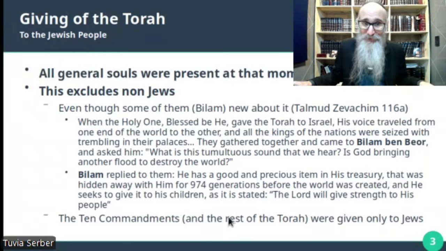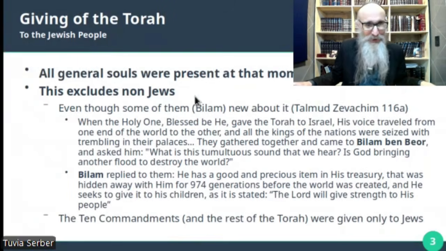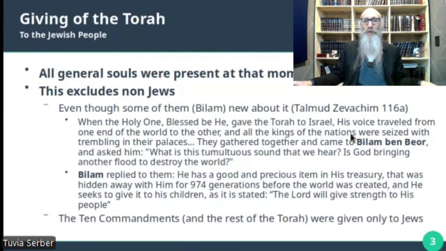To the point, I wrote down an interesting midrash, and it gets more complicated. I cut out a few parts to make it simpler, but you can look it up. The sources are over there: Talmud Zevachim 116a. Our sages say that when God was giving the Torah to the Jewish people, his voice traveled all around the world. Everybody knew that something was happening. They didn't know exactly what, but something was happening.